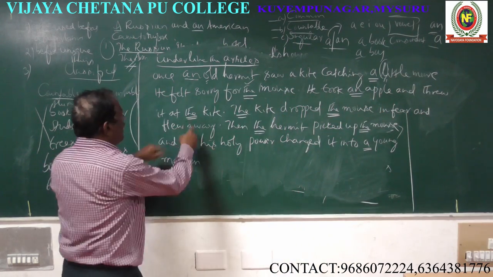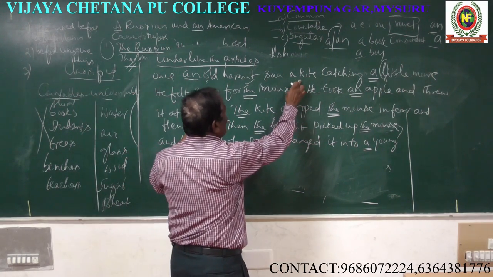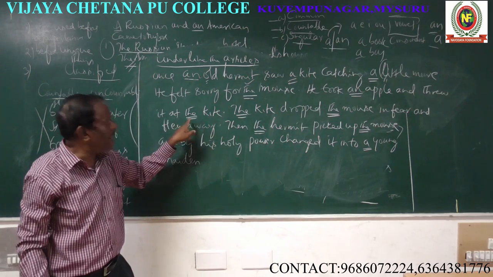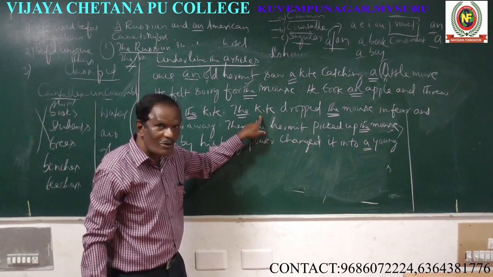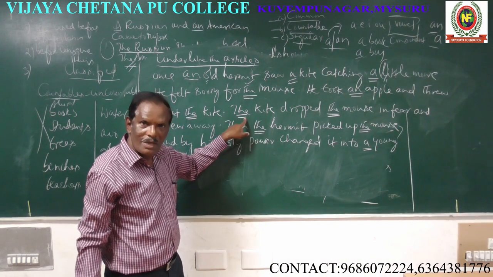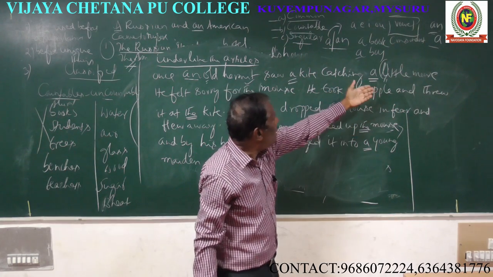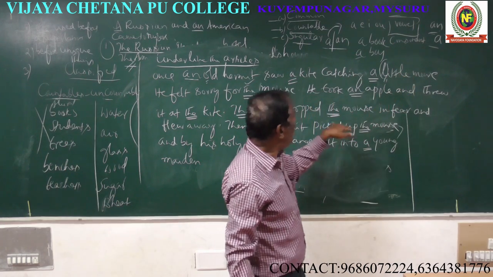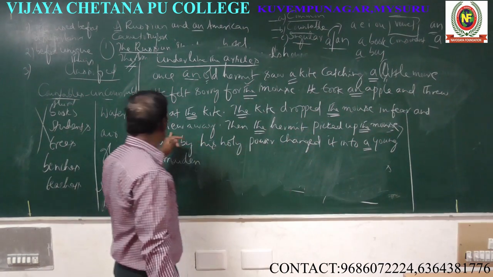Next, at the kite. Here, the definite article, because for the first time we have used a kite. We are referring to the same kite, the same bird. So here we have used the definite article. Again the mouse, because in the first line we have talked about the mouse. We are referring to the same mouse for the second time. It is definite for us. So the mouse in fear and flew away.